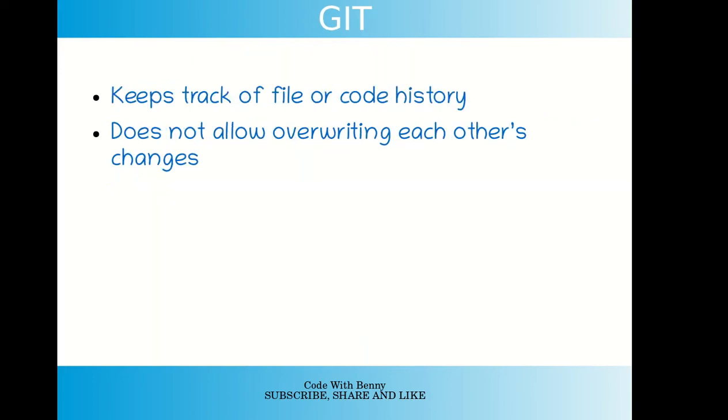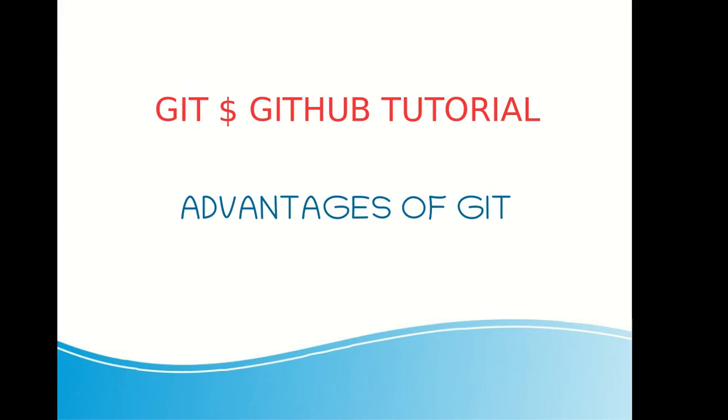So also Git helps you to keep track of file or code history. So you can keep track of your file. If you made changes, it will tell you. If you want to revert back to a different change, it will also enable you to do that. Okay, so Git does not allow overwriting each other's changes. So if you're working with Git, there's something called branching. So someone can work in a particular area of a project and another person in another area. So when you commit the changes and push, you'll find that there will be no possibility of anyone overwriting each other's changes, okay? So let's get to the advantages of Git.